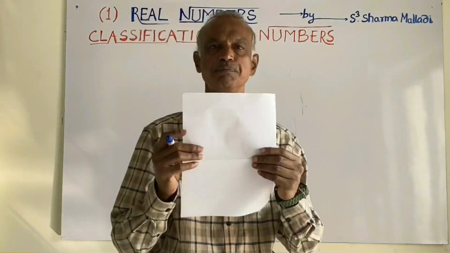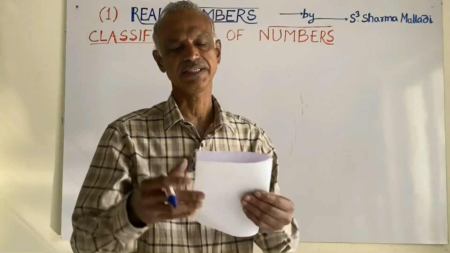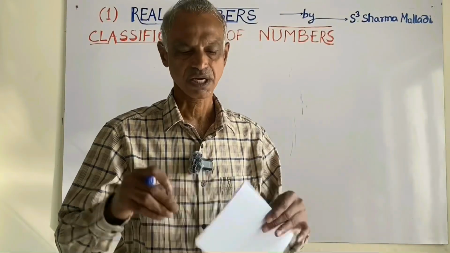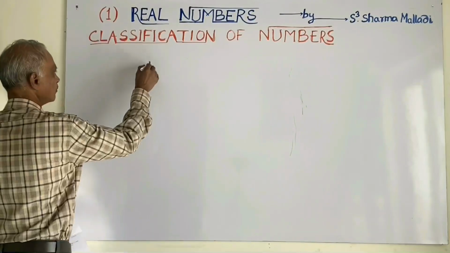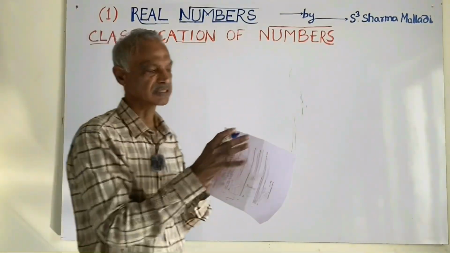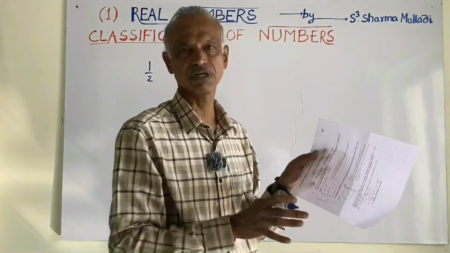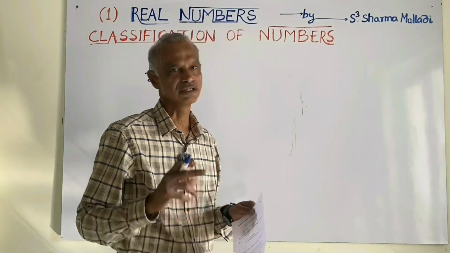This is one page. I divided this page into two parts. How can you represent this part? This part will be 1 by 2, and this is 1 by 2, and this is 1 by 2. Two 1 by 2's make 1.